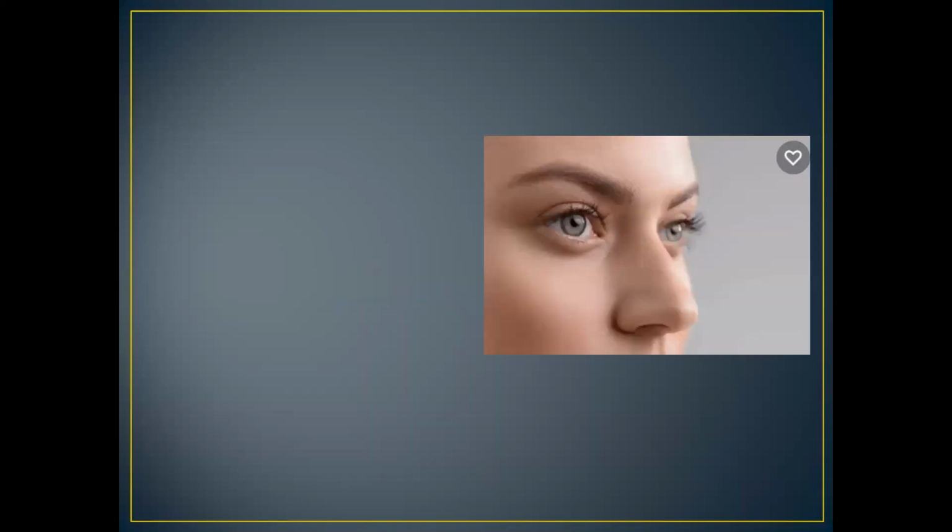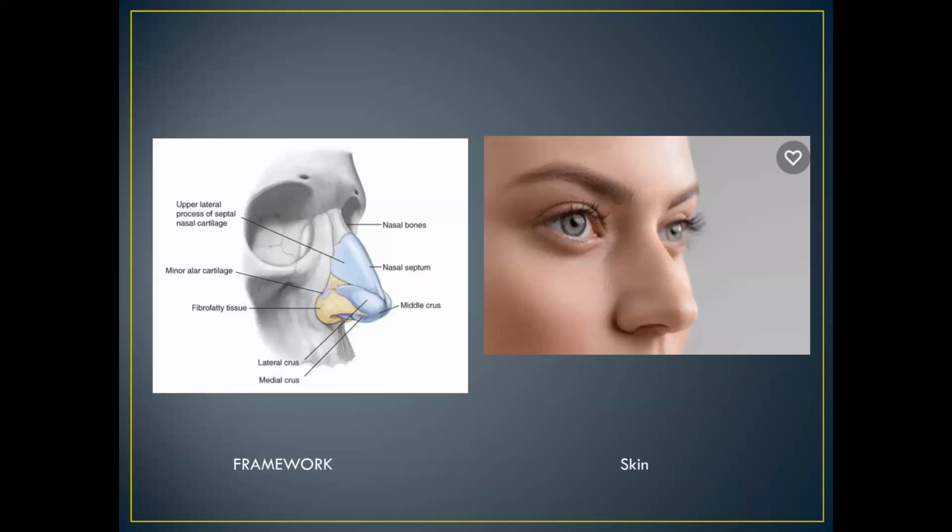External nose, as you can see, the most prominent structure on the face, the pyramidal shape, in the center of face, is the external nose. Regarding its description, we have to learn about its framework.